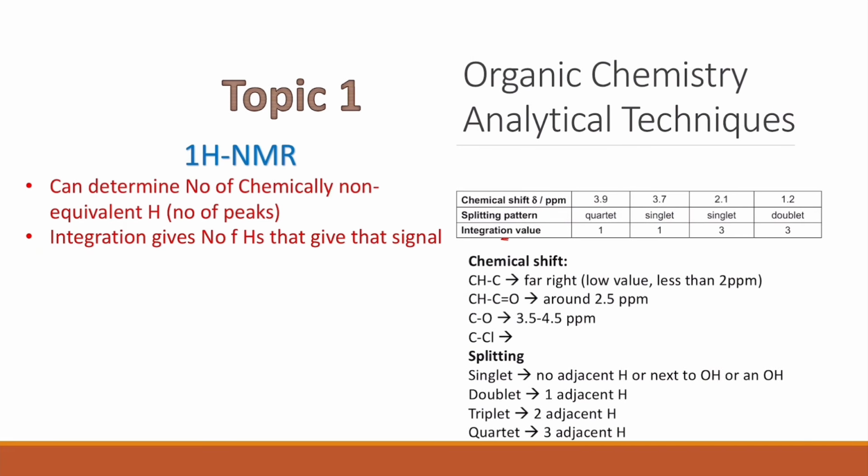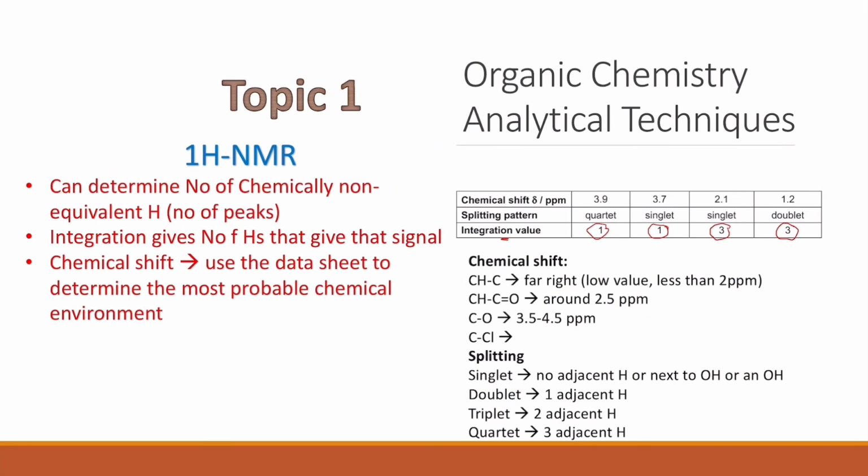That will depend on when they provide you with the molecular formula, you count the number of hydrogens. If the total number of hydrogens from the molecular formula equals the total of the integration values, then the integration value is exactly the number of protons. So here, as we can see, we have 3 protons that give the signal at 1.2 parts per million, 3 protons at 2.1, 1 proton at 3.7, and 1 proton at 3.9.